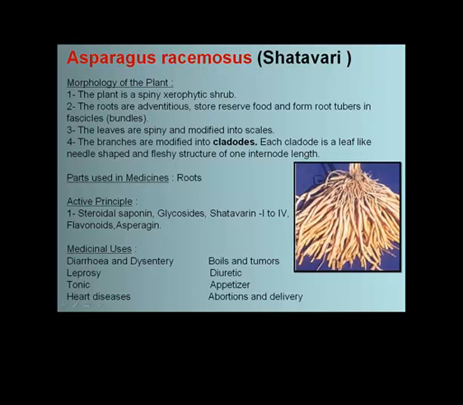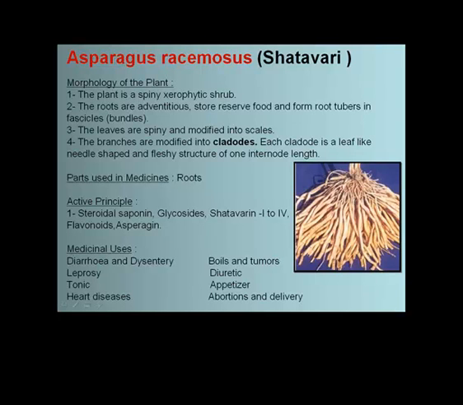Asparagus racemosus, Shatavari. Morphology of the plant. The plant is a spiny xerophytic shrub. The roots are adventitious, store reserve food and form root tubers in fascicles, bundles. The leaves are spiny and modified into scales. The branches are modified into cladodes. Each cladode is a leaf-like needle-shaped and fleshy structure of 1 internode length.